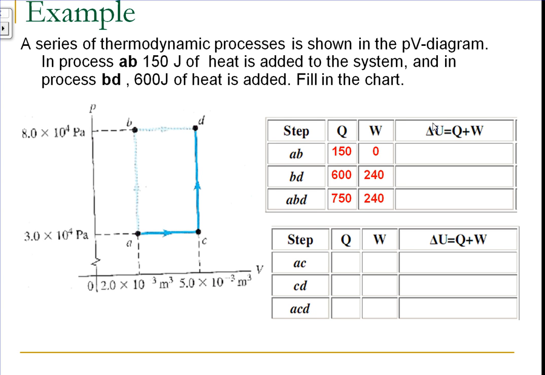Now, moving on to the change in internal energy. I know the change in internal energy is Q plus W. So from A to B, there is a change in internal energy of 150 joules. From B to D, it's 840 joules. And from A to D, it's 990 joules.